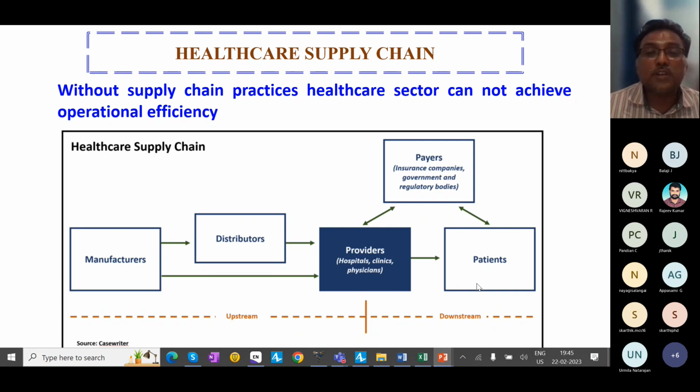And in the first session, madam focused on this particular part, how to do patient scheduling with Markov decision process, where the emphasis was given only to this part.